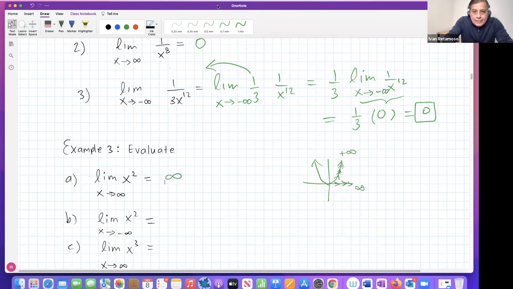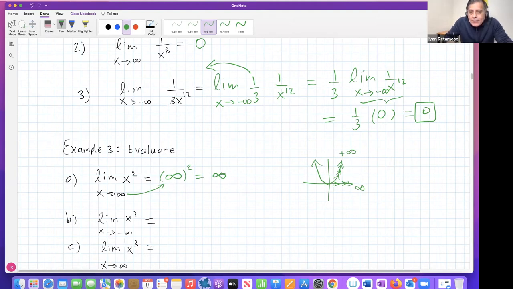Now, sometimes it's not easy to use the graph. I give you an alternative here. You can think of plugging a big number into the function. You can think of plugging 1 million into this function. 1 million squared is like a trillion, even bigger. So this is definitely infinity, right? Either using the graph or plugging in, thinking of infinity as a big number.